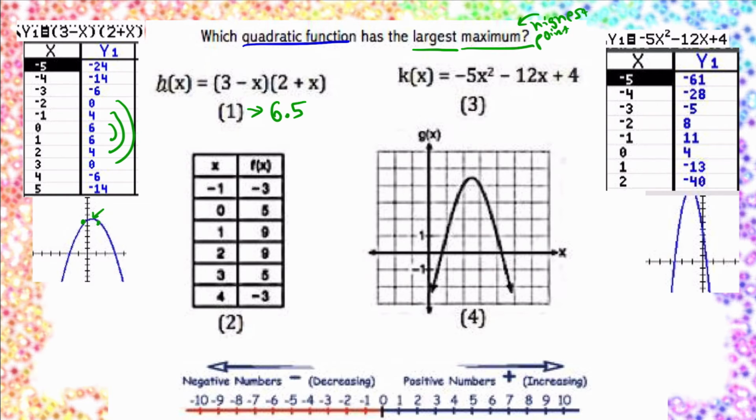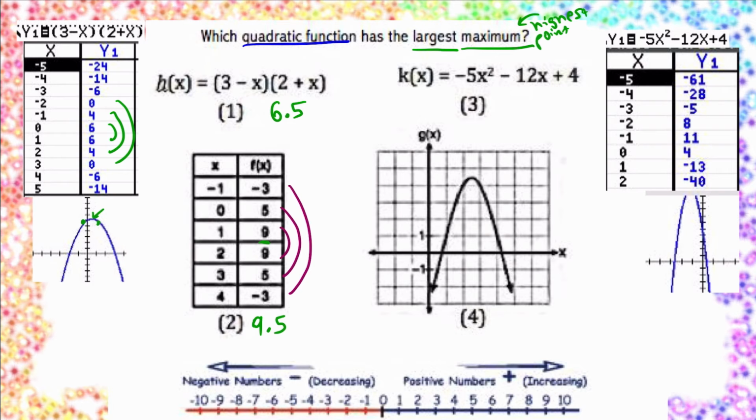Okay. Let's look at choice 2. This is a little blurry, but I'm just going to help you out here. I'm looking for repeating numbers. I see that -3 repeats, 5 repeats, and then 9 repeats. So because I know when there's two numbers that are the same in the middle, it's going to be a little bit more. I can assume that my maximum is about 9.5.